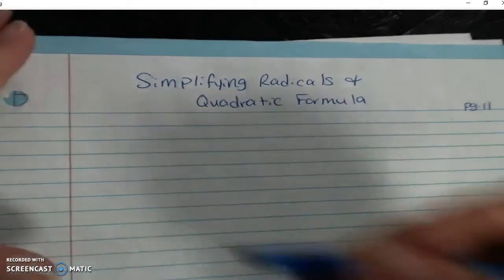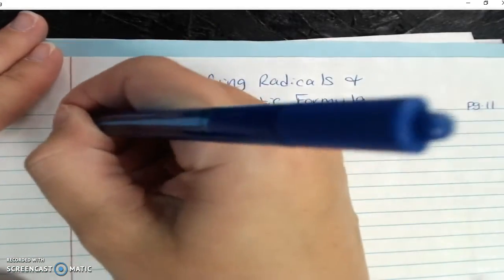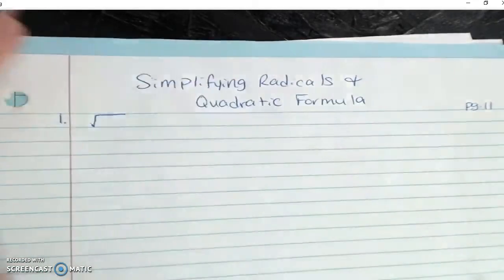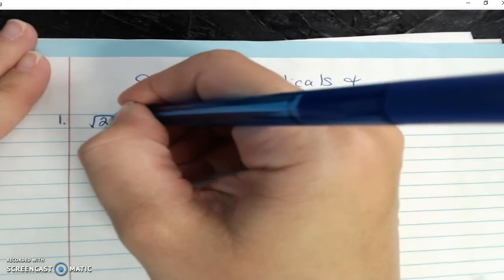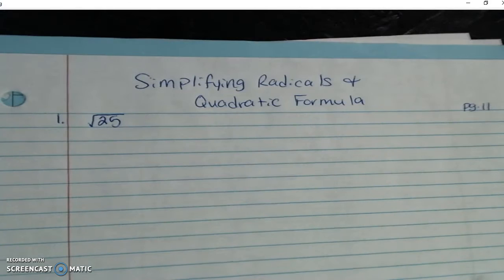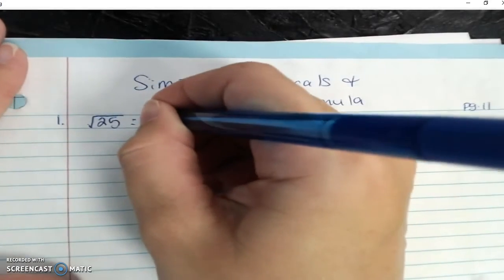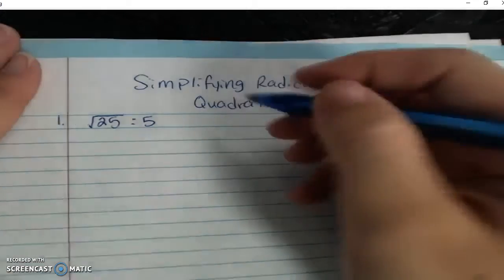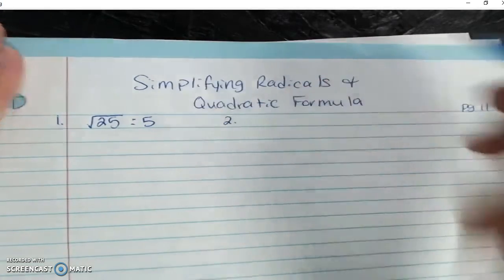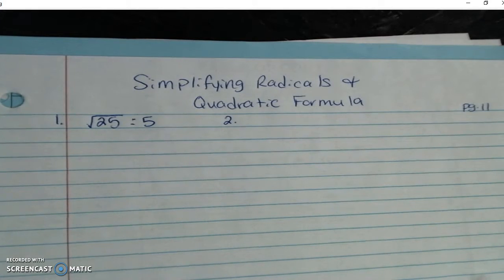So let's say we had the square root of 25. What is the square root of 25? 5. So we already know that because it's a perfect square. But sometimes you may have one that is not a perfect square.